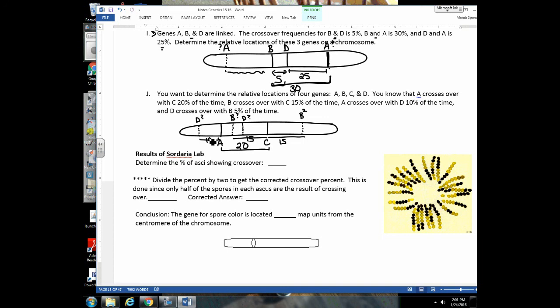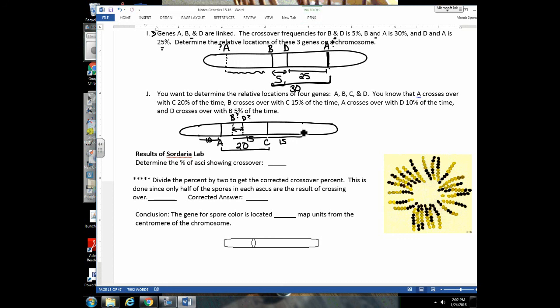And then finally it says D crosses over with B 5% of the time. Let's take a look at the locations that I have here with question marks for the D and the B. We just indicated that they're pretty close together. So D can't be here and B can't be here, because then they would be 25 map units apart. They're only 5. This is the distance from here to here, that would be 5. So I can go ahead and erase, to the best of my ability, the locations of these question marks, and I figured it out.